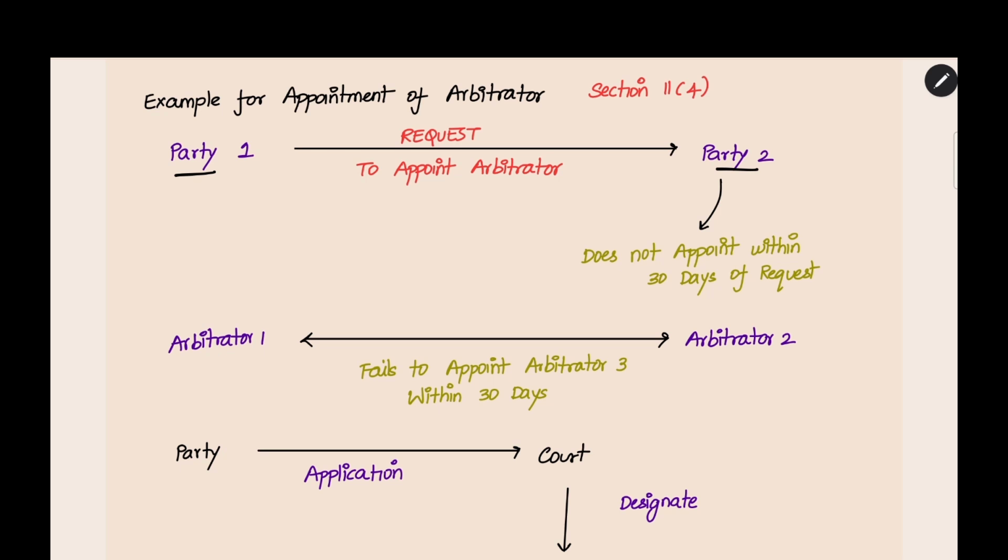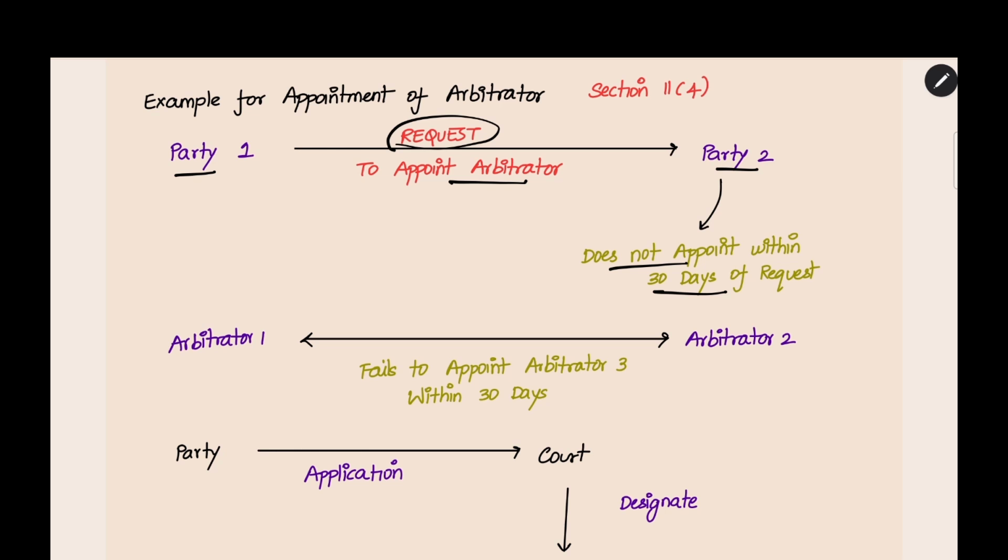They have a dispute and they are going to resolve it through arbitration. Party 1 is sending a request letter to party 2 to appoint the arbitrator. He is giving the work of appointing the arbitrator to party 2. Party 2 has to appoint the arbitrator, but he does not appoint within 30 days of the request. In this case, the arbitrator is not appointed.